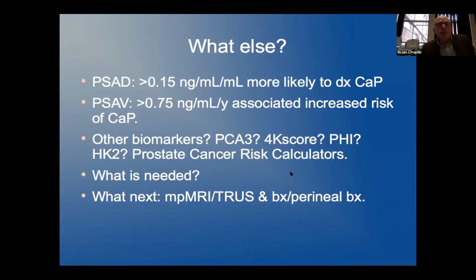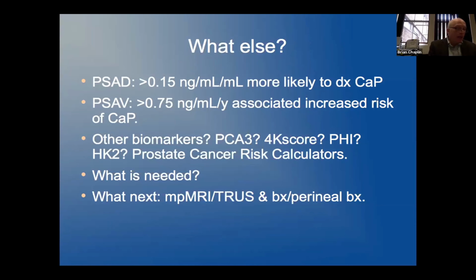So what else do we need to look at? Well, one aspect, for example, is PSA density. That's the amount of PSA per milliliter volume of prostate gland. Those patients with a PSA of more than 0.15 nanograms per milliliter of prostate gland are more likely to be diagnosed with prostate cancer. Also, PSA velocity. You have to be very wary. The PSA can shoot up with retention, with UTIs, and for various reasons. But if that PSA is increasing year on year by more than 0.75 nanograms per milliliter per year, then there is also an associated increased risk of prostate cancer.